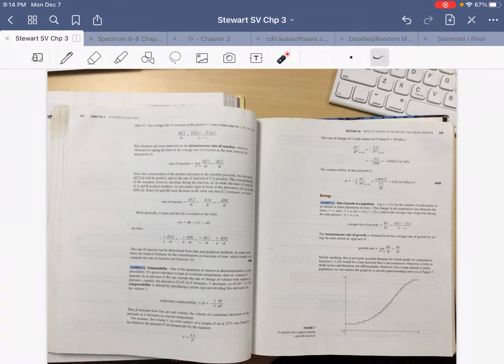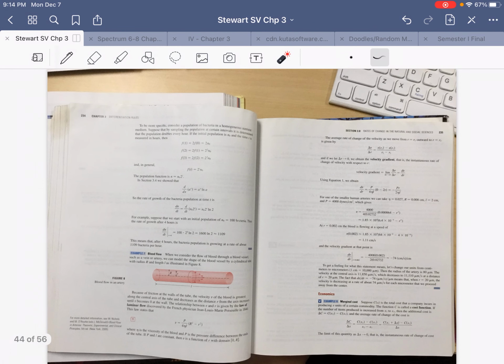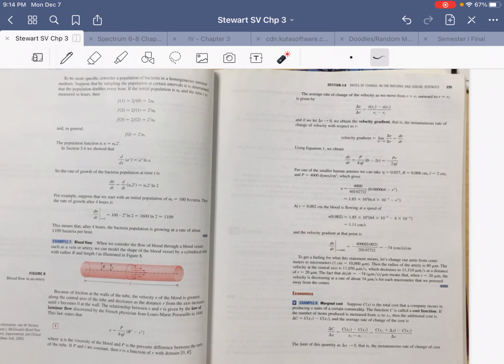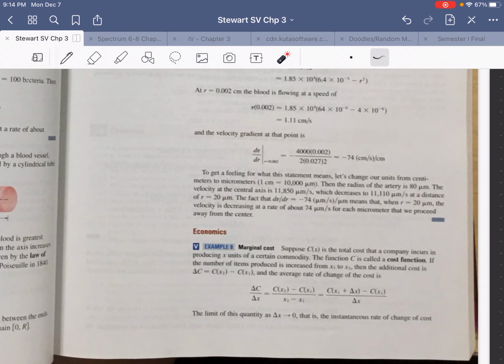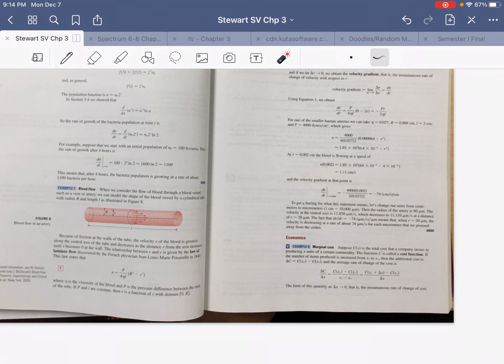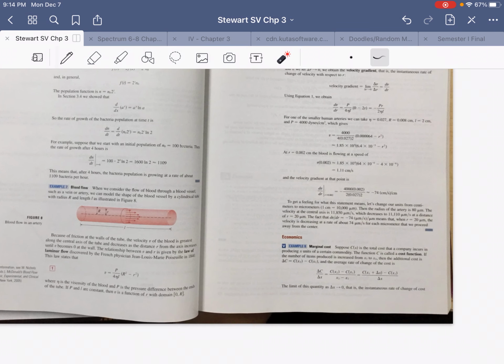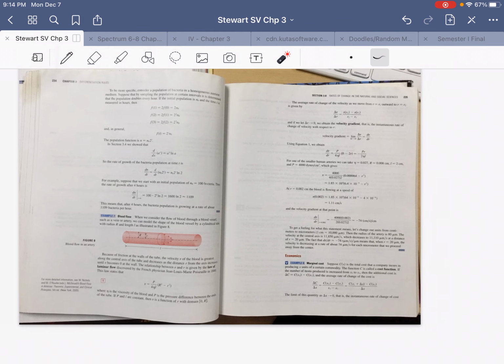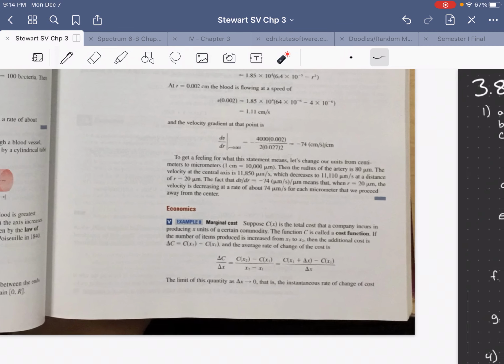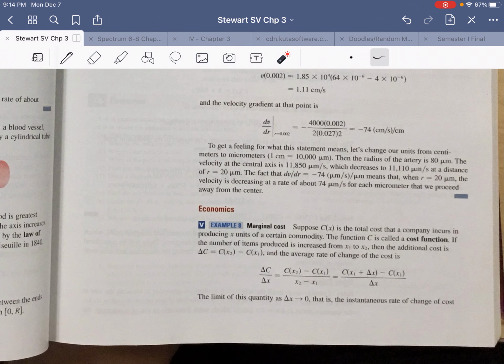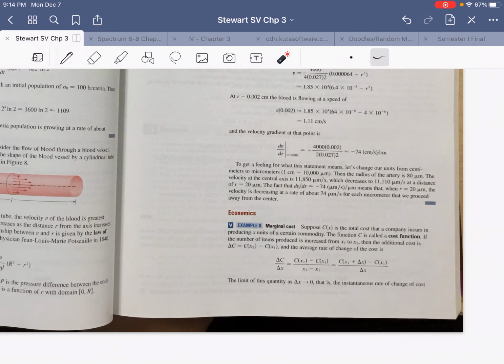And again, this is all application stuff that we've already done, really. Marginal cost is a really important one in terms of business. I see this blood flow one. That one's really interesting for fluid dynamics, but I'm not super familiar with fluid dynamics. I just know that the velocity of blood depends on the radius of the tube that it's going through, and anyway.